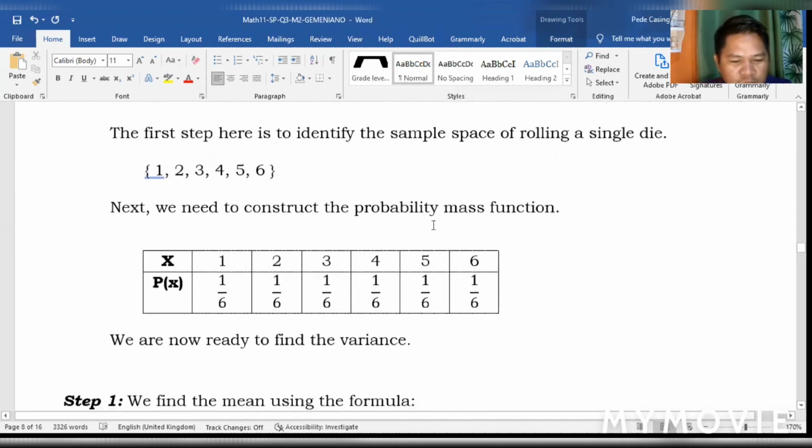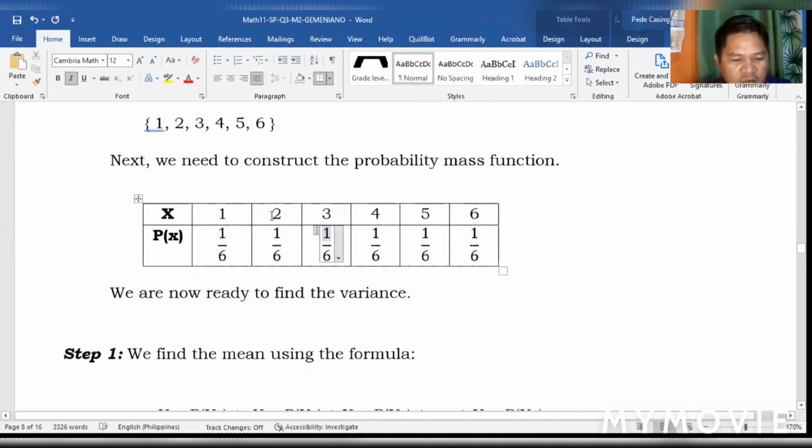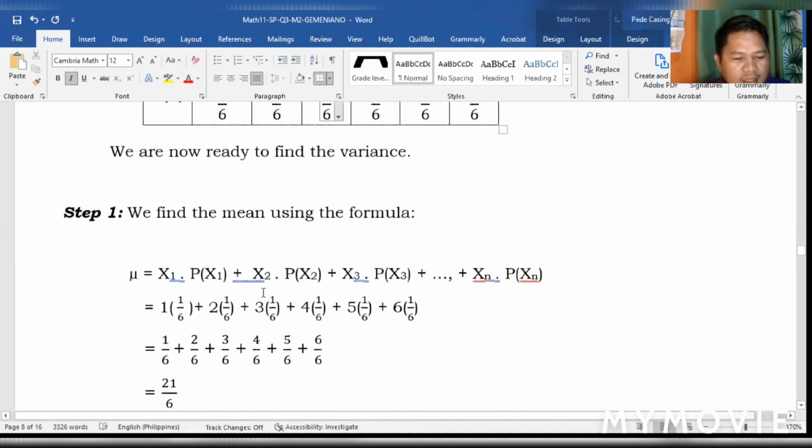Next, we need to construct the probability mass function. So we have 1 over 6, 1 over 6, 1 over 6. All of the probabilities are 1 over 6 for the 6 number of spots. Are we now ready to find the variance? Okay, so we have step 1. We are going first to find the mean.